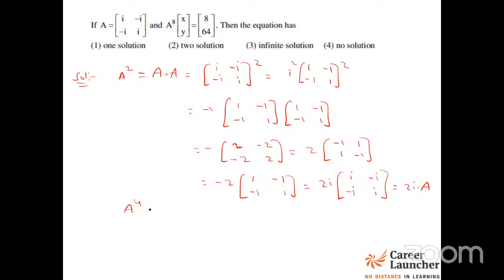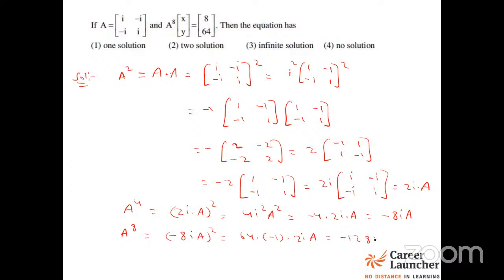So what about A power 4? 2i times A whole square will become 4i square A square. i square is minus 1. So minus 4 times A square, and A square is 2i into A. So it will become minus 8iA. What about A power 8? It will become A power 4 whole square, that is minus 8iA whole square. So 8 square is 64, i square is minus 1, into A square. We got A square as 2i times A, right? So it will become minus 128i times A.